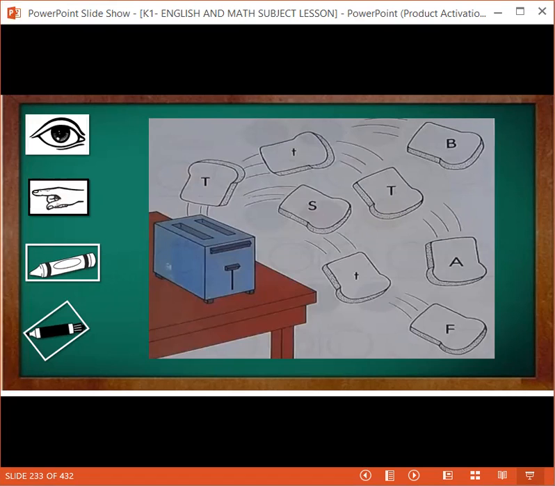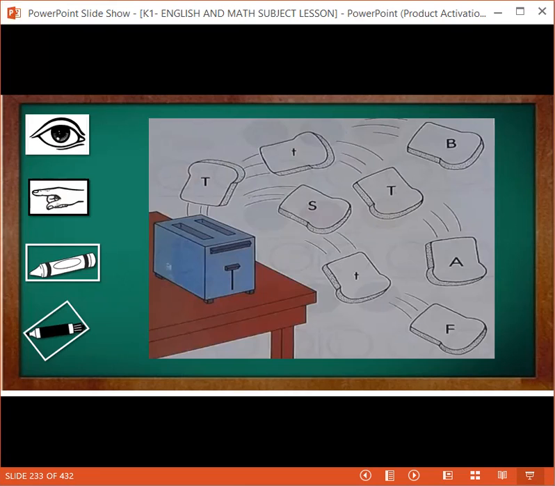Again, because Ace can eat the bread here that begins with the letter T. So where is the bread that begins with the letter T? Can you help Ace find the bread that begins with the letter T? T, T, T. I want you to color it brown. Kindly get your brown crayon and color all the bread that begins with letter T. Color it brown.